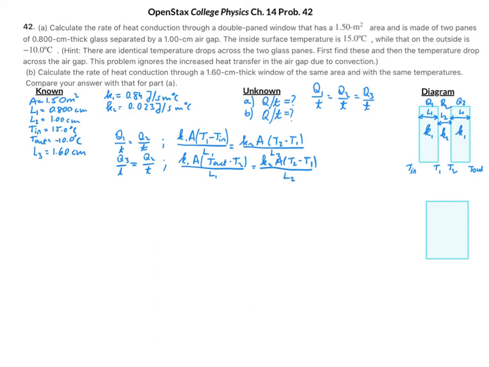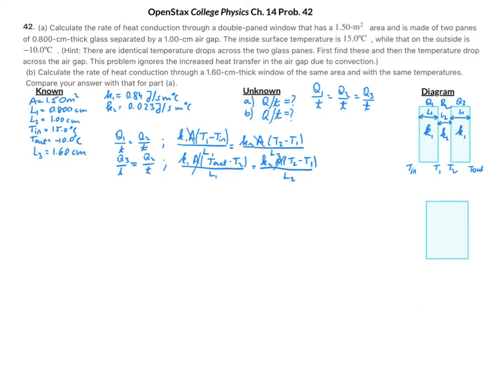So one thing to pay attention to is that when I did the delta T's, I used T1 minus T initial, T2 minus T1, T out minus T2. So make sure that you keep them in the same order. Don't say T1 minus T in and T1 minus T2. You want to keep them all going in the same direction. So one thing that I notice here is that I can cancel out the area. So I'll do that.